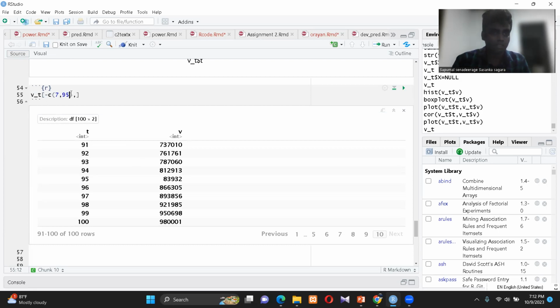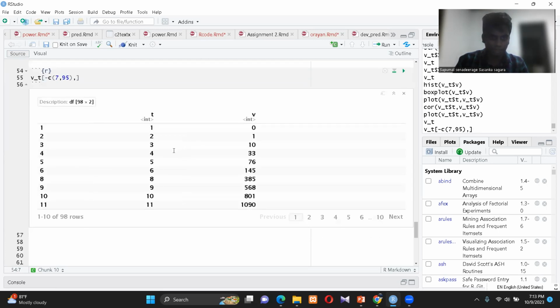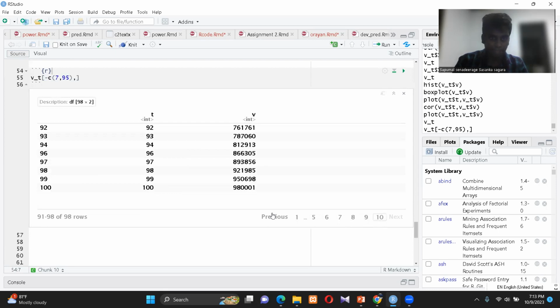95, 95, which may work, right? So what we want to do is let it be v underscore t. So I'll show you this is going to work. You can see that 7 and 95 are eliminated. There is no observation as 95 corresponding to time.